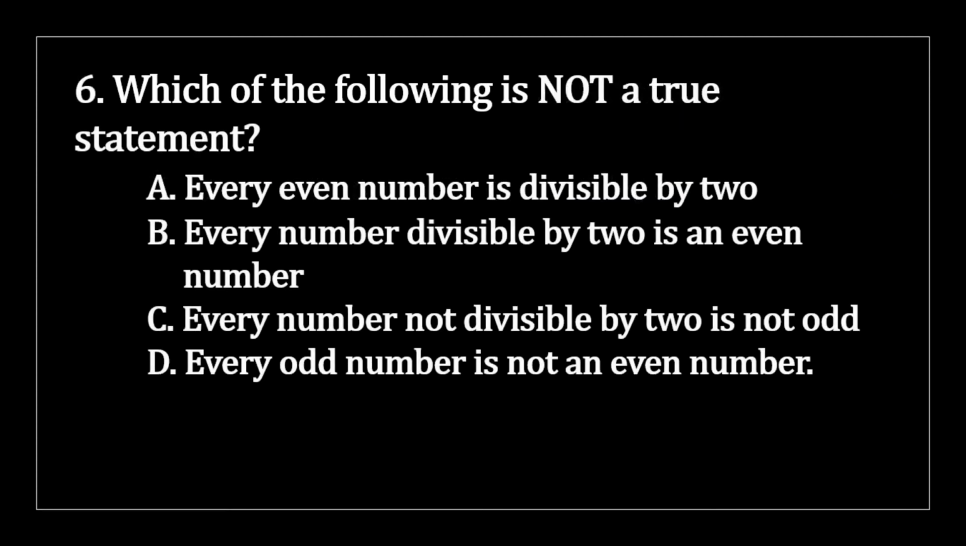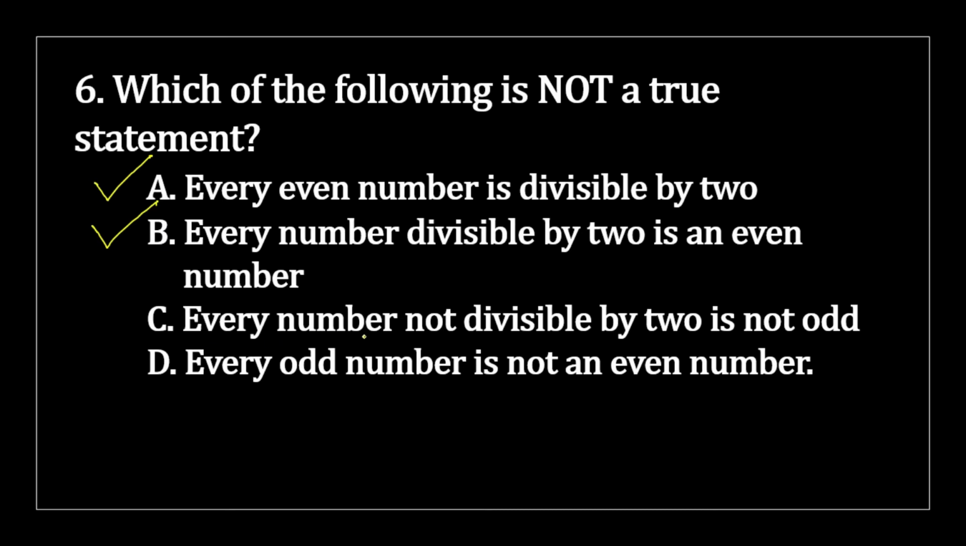Now let's go to number 6. Which of the following is not a true statement? Now let's check each statement and see if it is true or not. Letter A, every even number is divisible by 2. So this is correct. If it is an even number, then it is divisible by 2 because all even numbers are multiples of 2. Letter B, every number divisible by 2 is an even number. So this is also correct.